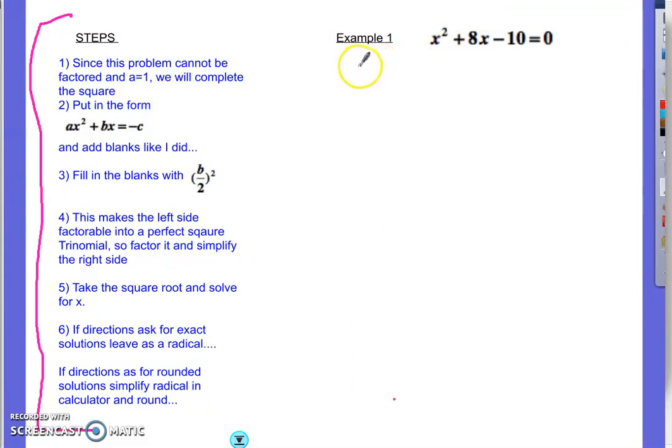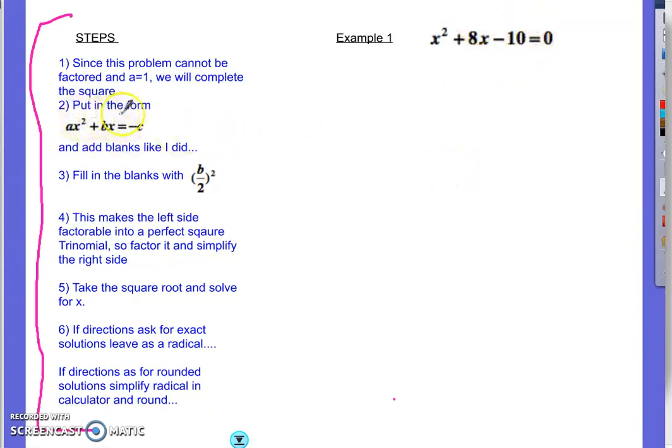As I start this example, I hope you already have those steps written down because you paused the video like I told you to. Now, the first step says, since the problem cannot be factored and a equals 1, we will complete the square. So we know that a is 1. We decided to complete the square because it's not factorable. There's no factors of -10 that add to be 8.